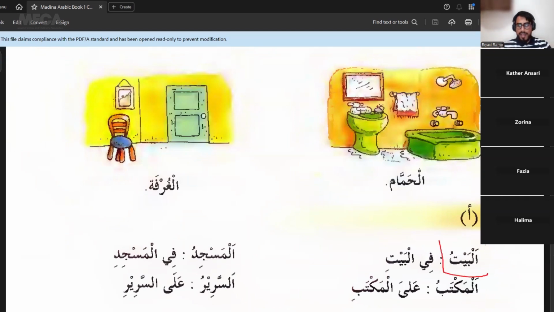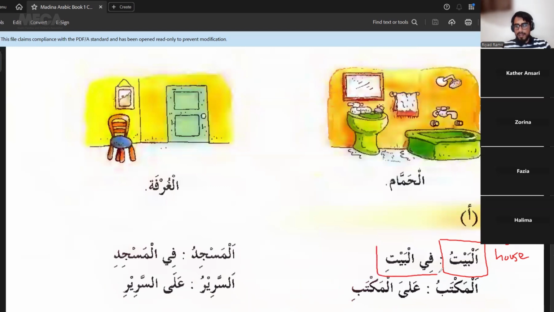First one, el beitu. El beitu. The house. Where is it? What page? 28. Okay, I got it. So the first one, el beitu, easy. The house, right?